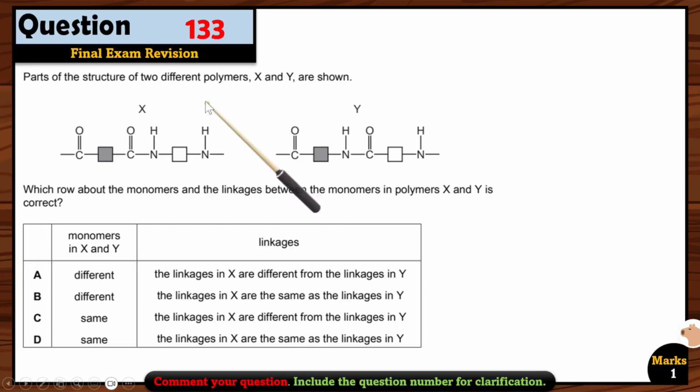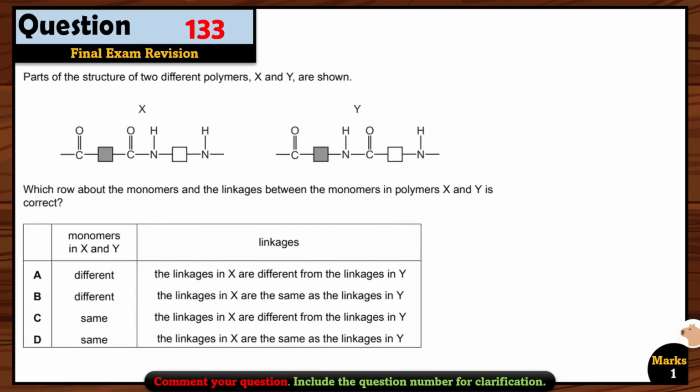This one is actually a diamine, and this one is also an amino acid but of a different type, right? Because the inside structure is different but the functional groups are the same for these two. So for X and Y, the monomers are not the same because this monomer is a dicarboxylic acid, this one is a diamine, but this monomer is an amino acid. So the monomers in X and Y are not the same, they are different. So A and B options can be right.